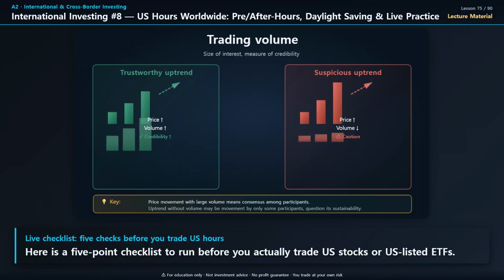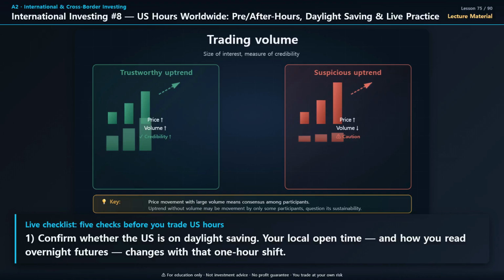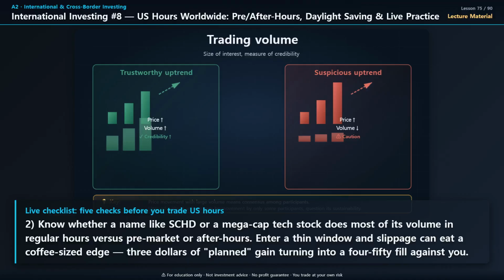Here is a 5-point checklist to run before you actually trade U.S. stocks or U.S.-listed ETFs. 1. Confirm whether the U.S. is on daylight saving. Your local open time and how you read overnight futures changes with that 1-hour shift. 2. Know whether a name like SCHD or a mega-cap tech stock does most of its volume in regular hours versus pre-market or after hours. Enter a thin window and slippage can eat a coffee-sized edge: $3 of planned gain turning into a $4.50 fill against you.